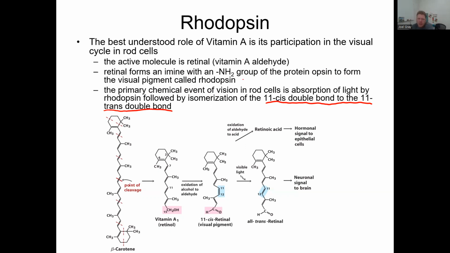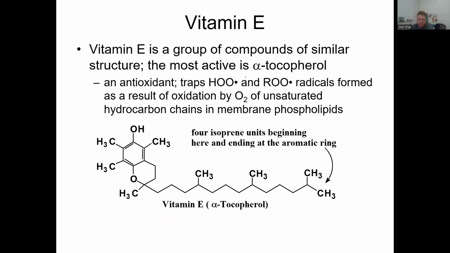This and the next few slides I'm just going to touch on, but I'm going to move on from them in favor of the discussion of membranes. So vitamin E is a group of compounds of similar structure. The most active is your alpha tocopherol.